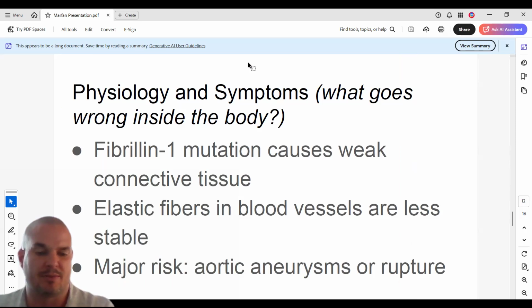Fibrillin-1 is normally responsible for giving strength and flexibility to connective tissue. When this protein doesn't function properly due to the FBN1 mutation, tissues like the walls of the blood vessels become weak. This makes organs such as the heart and blood vessels vulnerable to damage over time. For example, the aorta may stretch too much and eventually tear, which is life-threatening.